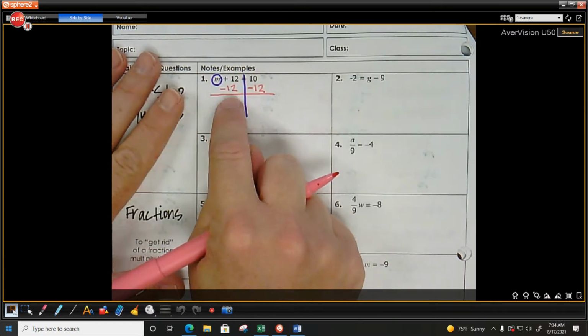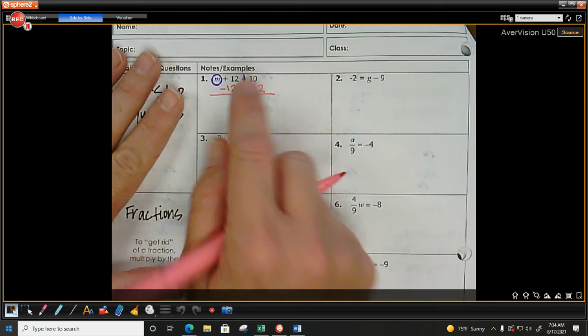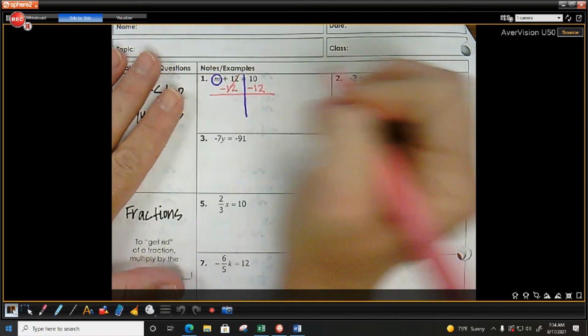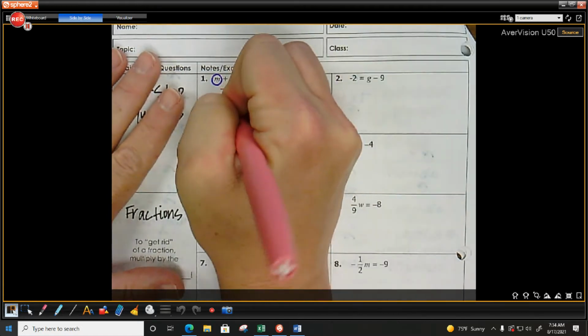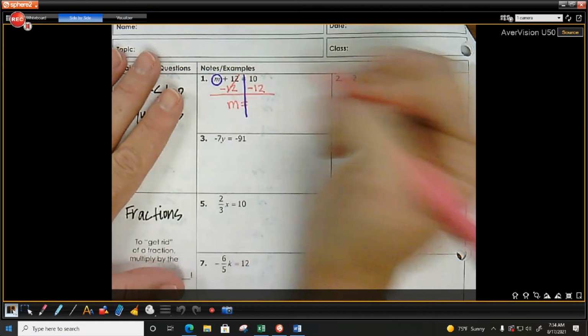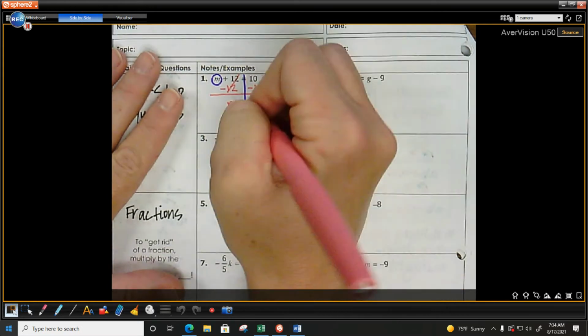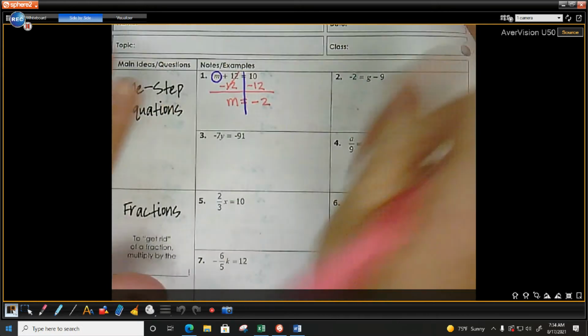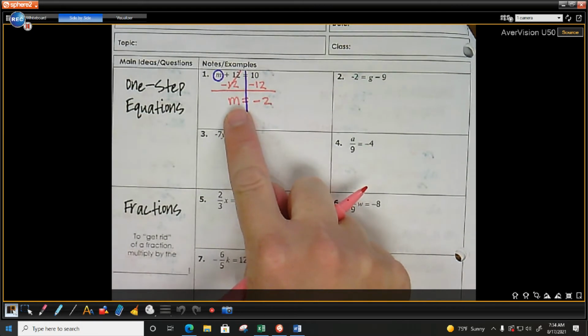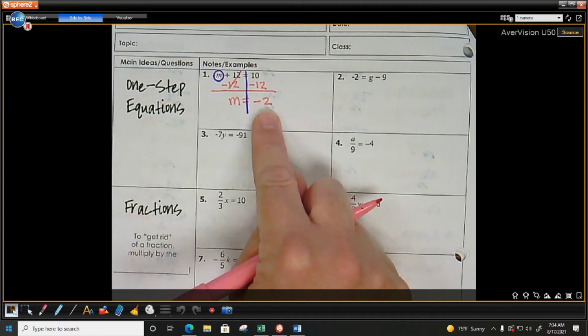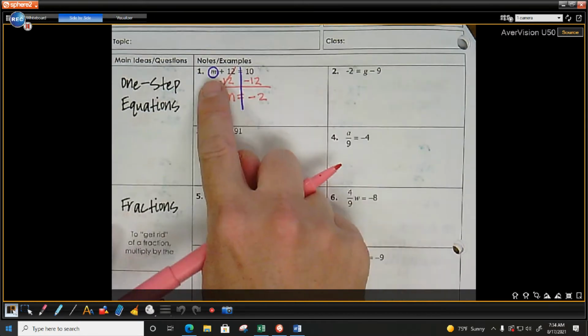When I do 12 minus 12, what happens? They cancel each other out. 12 minus 12 is 0, so I don't need it. So I get m equals, what's 10 minus 12? Negative 2. Do I now have my variable all by itself? Yeah, what's the variable's value? Negative 2.